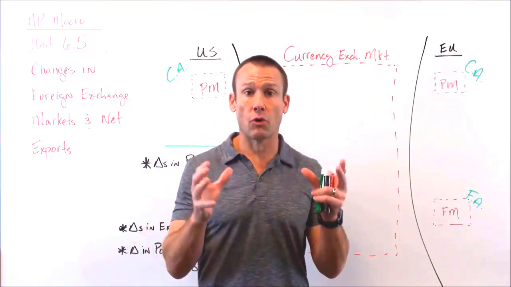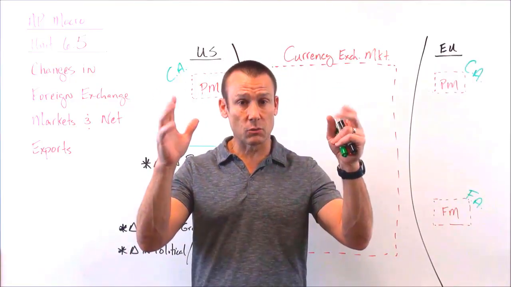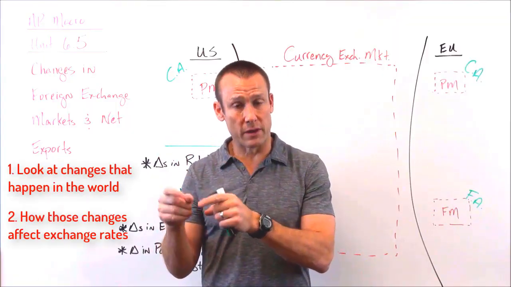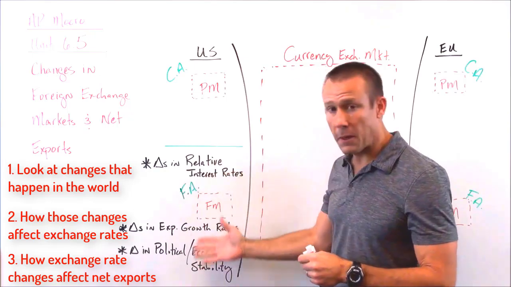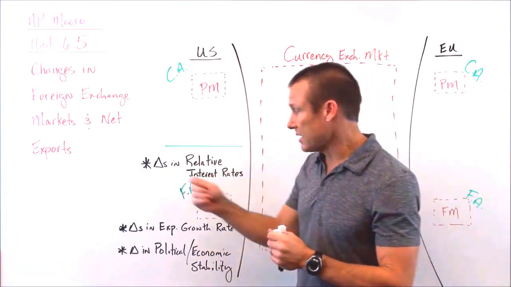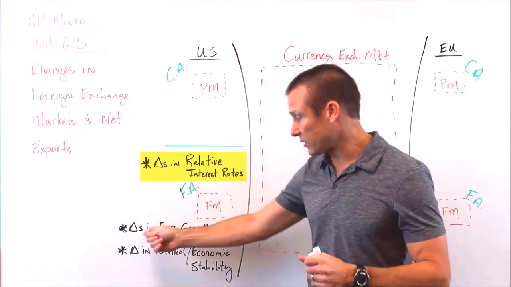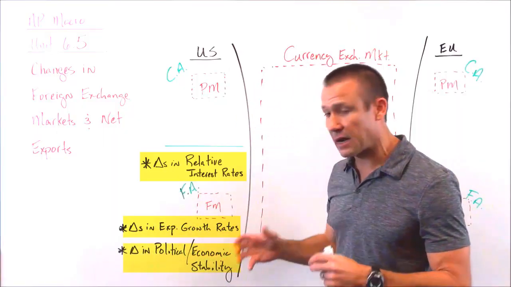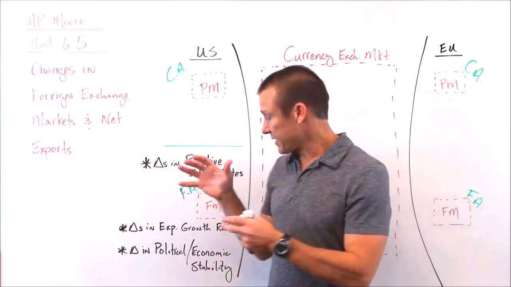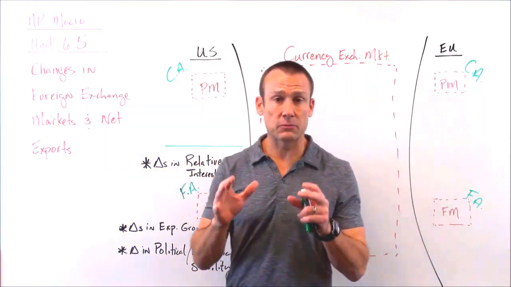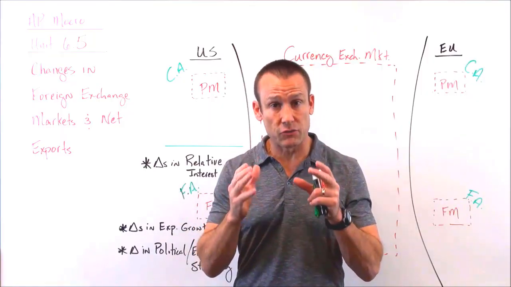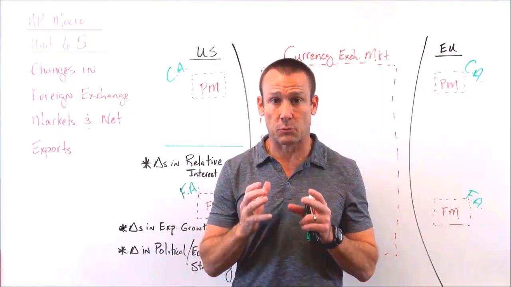Now let's get to the whole thing we're focused on, which is changes in the world and how they affect the exchange market, therefore the exchange rate, therefore net exports. So here are some major changes to look at. Changes in relative interest rates, changes in the expected growth rates of a country, changes in political or economic stability. These changes are going to absolutely cause curves in exchange markets to shift, causing exchange rates to change and therefore net exports to change.